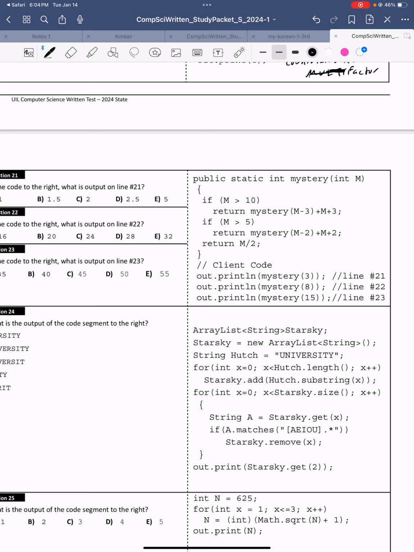Okay, what's the mystery of 3? This is just simple recursion. We look, this is the base case to return the number divided by 2. So 3 is not greater than 10 or greater than 5, so we're going to return 3 divided by 2. Well, they're both integers, so truncation becomes 1. So the answer is A.